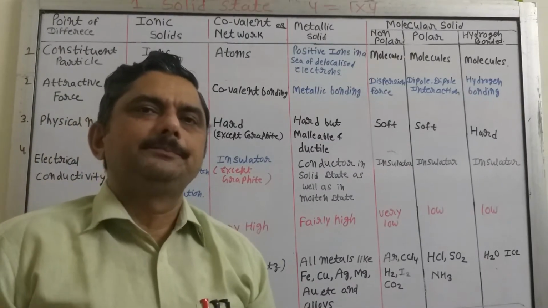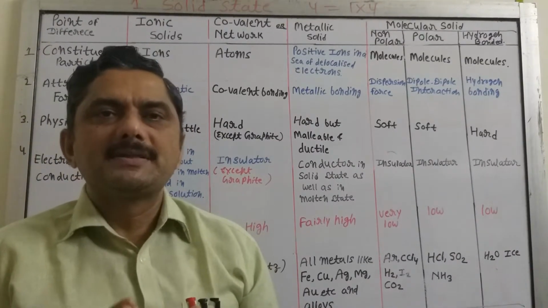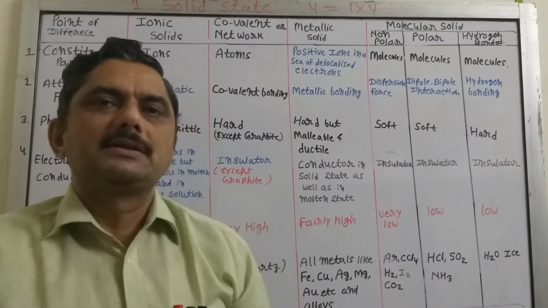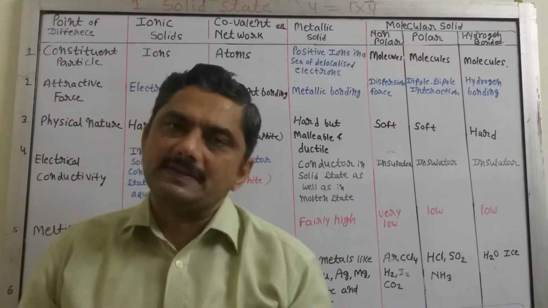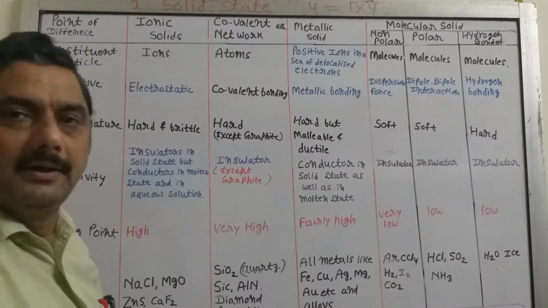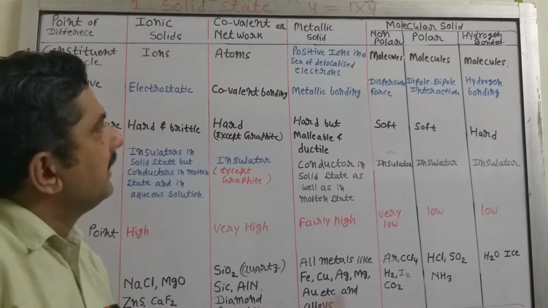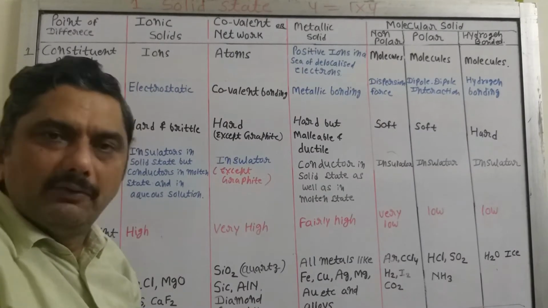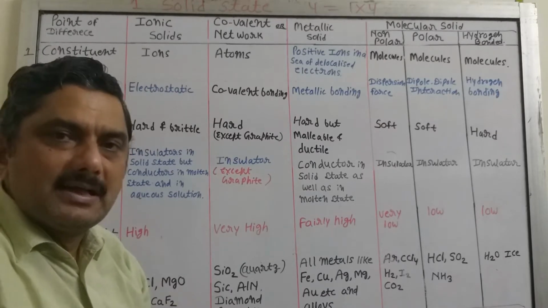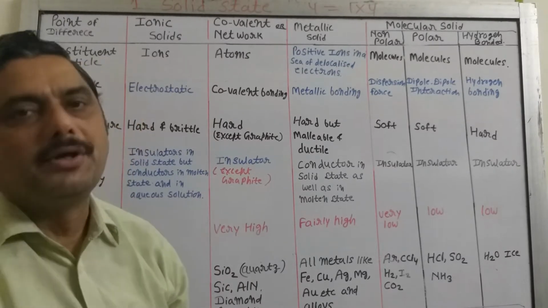Now we discuss classification of crystalline solids on the basis of binding force. Crystalline solids are classified into four categories. That is, number one, ionic solids. Number two, covalent or network solids. Number three, metallic solids. And fourth one, molecular solids. Molecular solids are further classified into three categories: non-polar, polar, and hydrogen bonded.